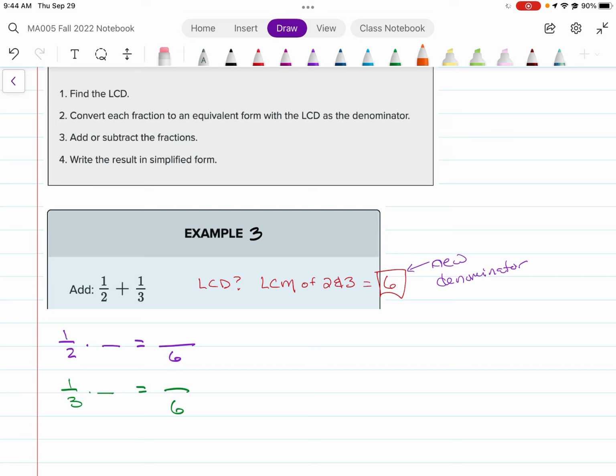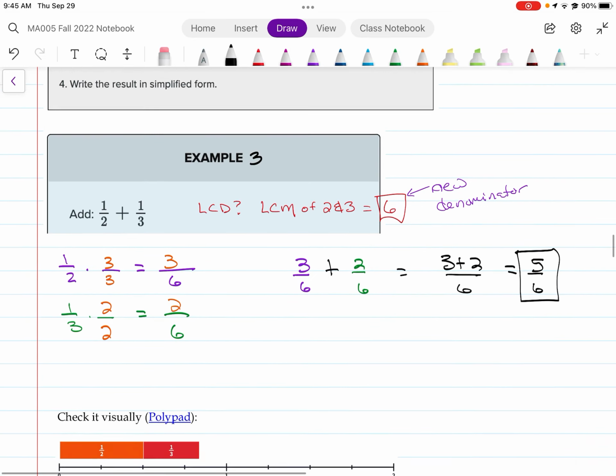All right, so we've got 1/2 times 3 over 3 to get 6, so now we've got 3/6. And we've got 1/3 times, what's 3 multiplied by to get 6? Well, 2. 2 over 2, and we get 2/6. So now we've got our two equivalent fractions, and we have to add them. So we've got 3/6 plus 2/6. That's 1/2 plus 1/3. Okay, so now we get to just say 3 plus 2 over 6 is 5/6.